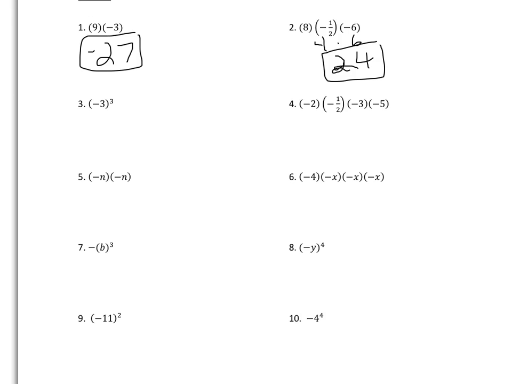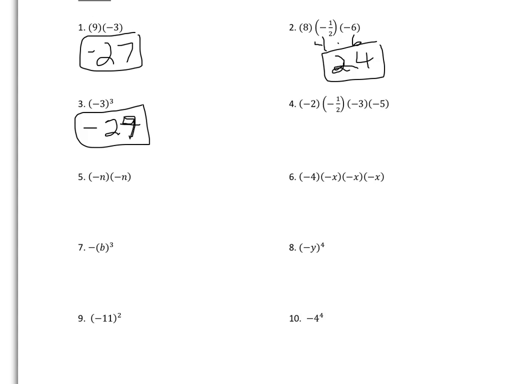Okay. Now in number 3, we have negative 3 because the parentheses include that negative sign, so that makes that a negative 3 to the third power. Now since it's raised to a third power, it's an odd number of negative signs, so my answer is going to be negative. And then 3 times 3 is 9, times 3 is 27. So it's going to be a negative 27.